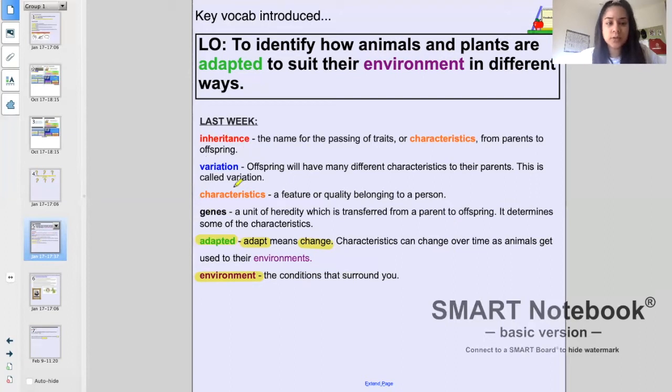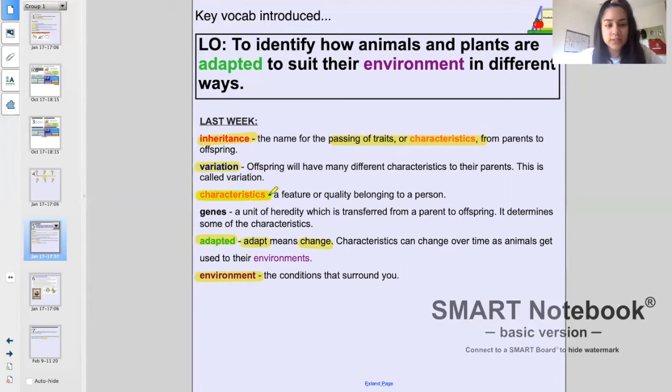Let's move on to the other definitions. We've got inheritance, which is the same for passing of traits or characteristics from parents to offspring. And we have variation. Actually, let's pick up on inheritance. We know inheritance can mean, when you inherit money from your parents. However, in scientific knowledge, we say inheritance is referring to the passing of traits or characteristics from parents to offspring. Okay, so variation is offspring will have many different characteristics to their parents, and that's what we call variation.